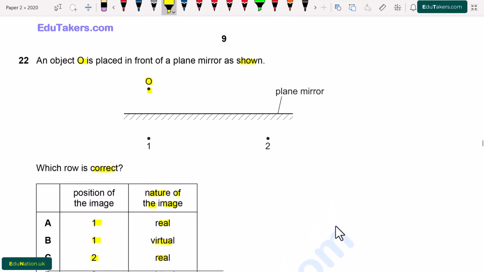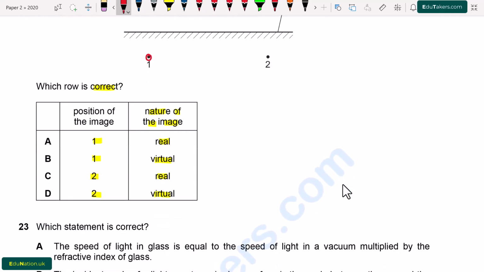So first of all, the image formed by a plane mirror is always virtual, and the location of the image is the same distance as that of the object, but in the opposite direction. So if the object is located at this location, then the image will be at position 1, at the same distance but on the opposite side. So from here, option B is correct, which shows that the location of the image is 1 and the nature of the image is virtual.